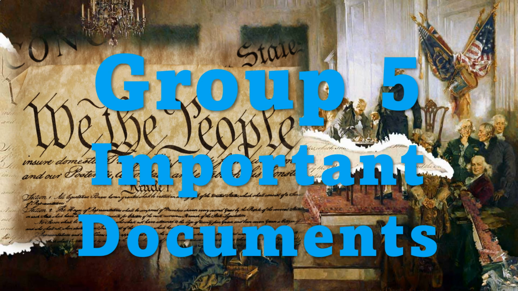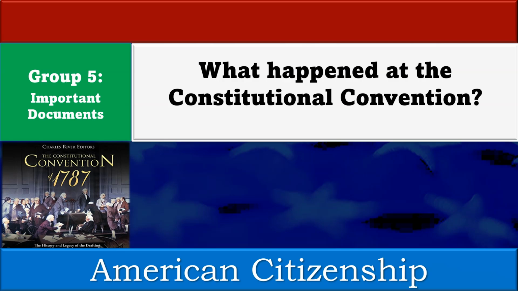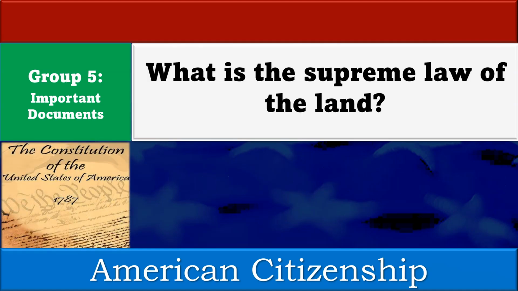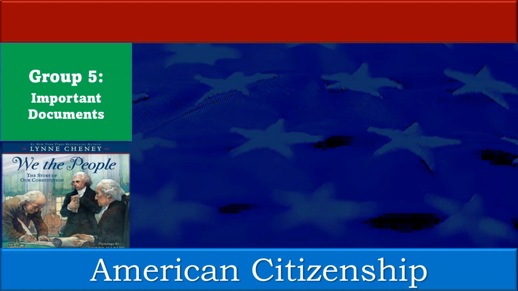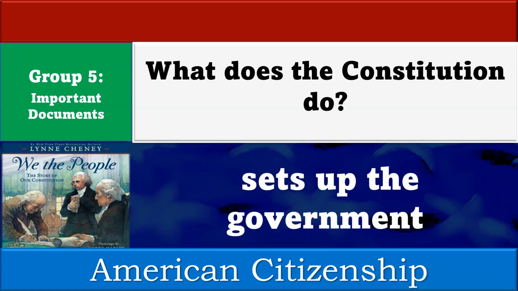Now let's continue to group number 5. This group has to do with important documents of the United States. What happened at the Constitutional Convention? The Constitution was written. What is the supreme law of the land? The Constitution. What does the Constitution do? Sets up the government.